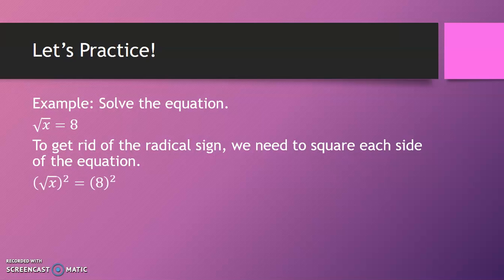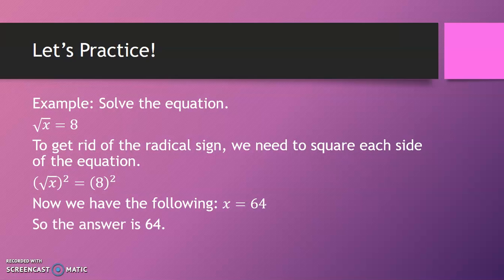The square root of x squared is equal to 8 squared. On the left side, the square root and the squared essentially cancel each other out and we're left with x, and 8 squared is 64. So the answer is going to be 64 for this equation.